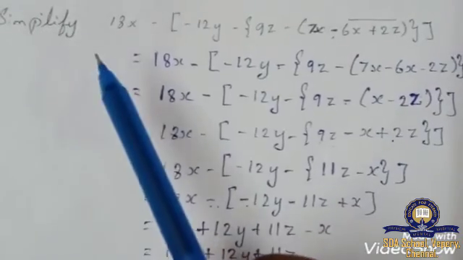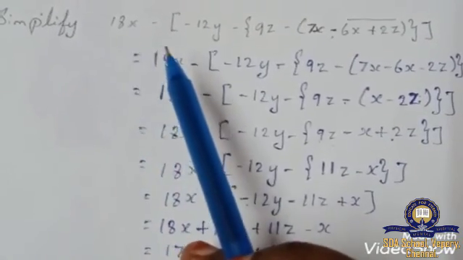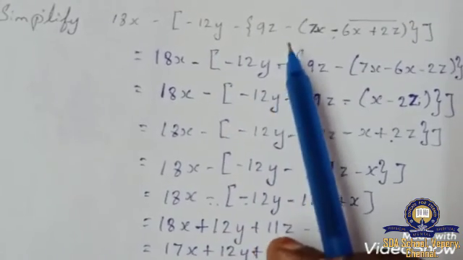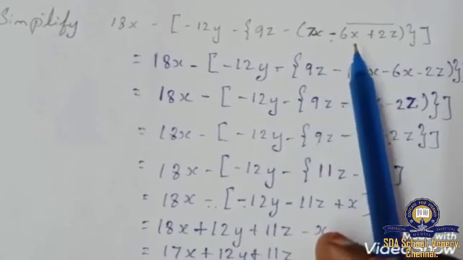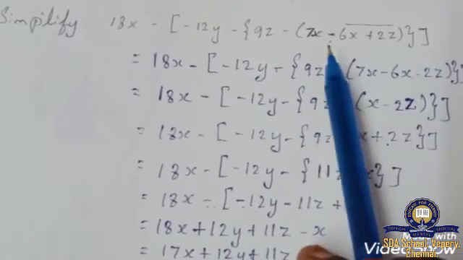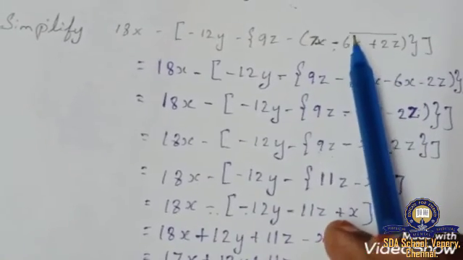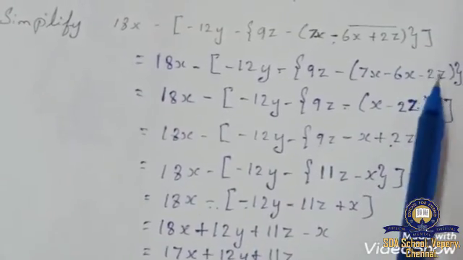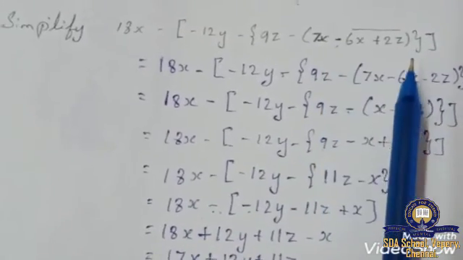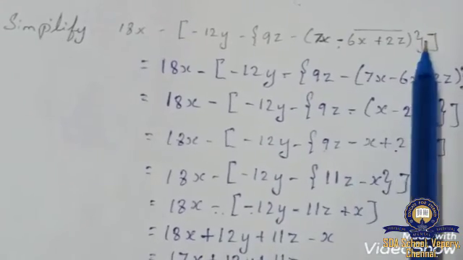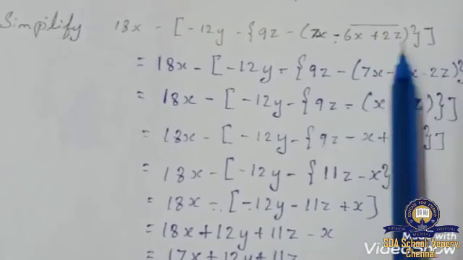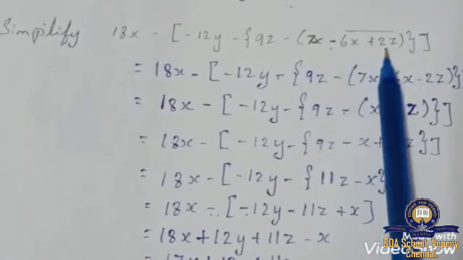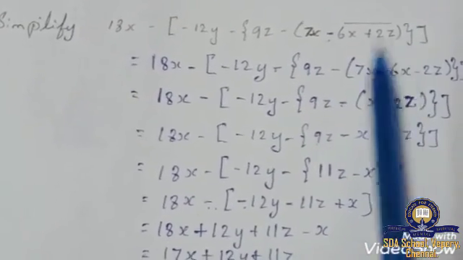Next we're going to simplify 18x minus 12y minus 9z minus 7x minus 6x plus 2z. So first of all, whenever you simplify these terms, first remove their brackets. So this bar also implies a bracket. So when we remove this bar, this minus gets inside and changes their signs.